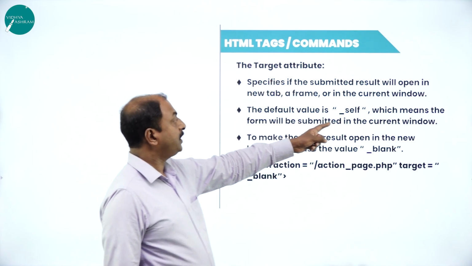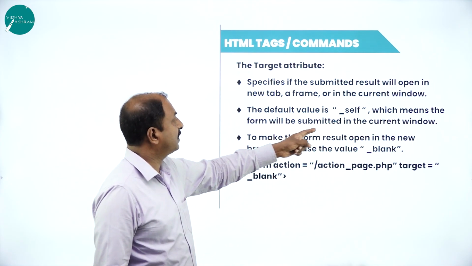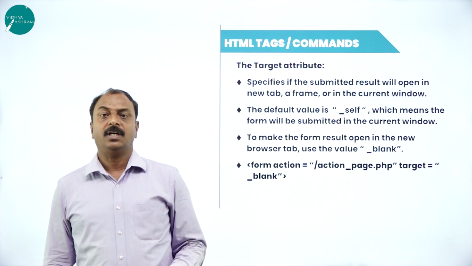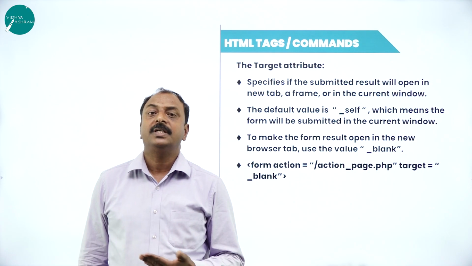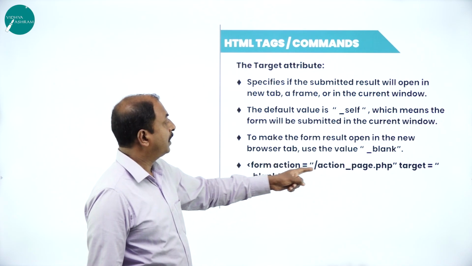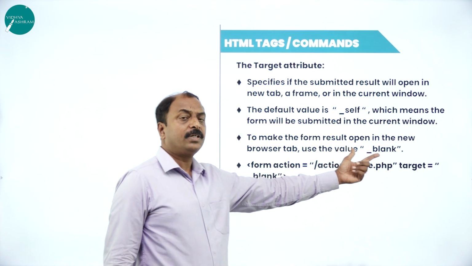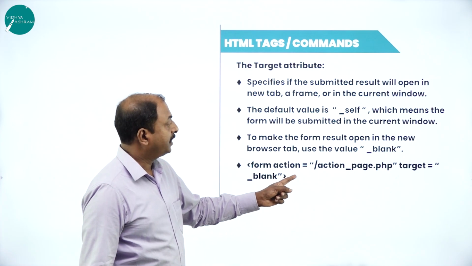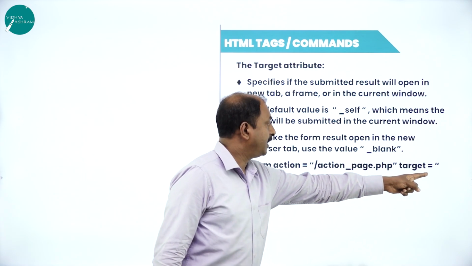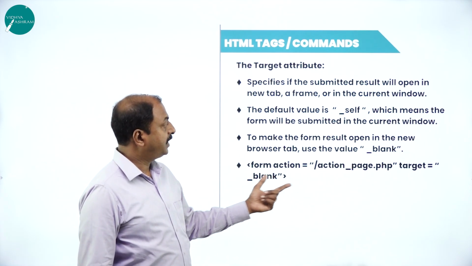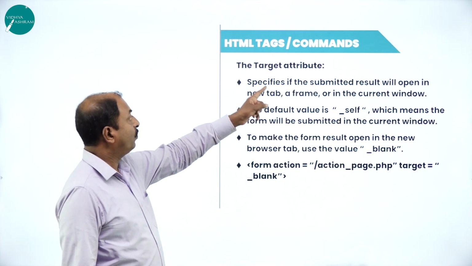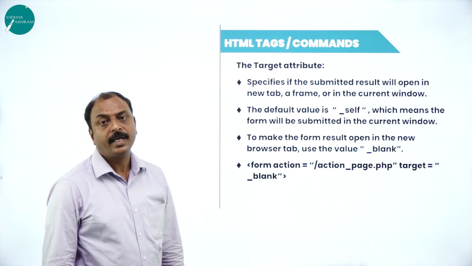Now the default value is self, which means the form will be submitted in the current window. Self is nothing but whatever the result of the submit button will be displayed in the current window. To make the form result open in a new browser tab, we have to use the value blank. This is one of the values. The syntax is form action equals the target page, target equals blank. If I say blank, it opens the result in a new browser tab. So this is the target attribute.